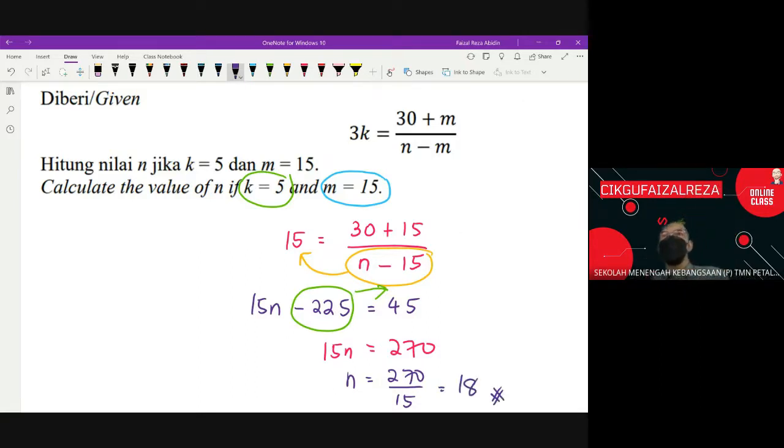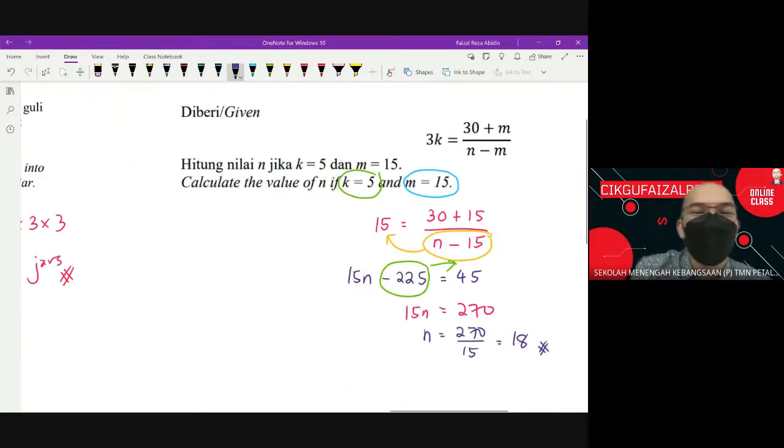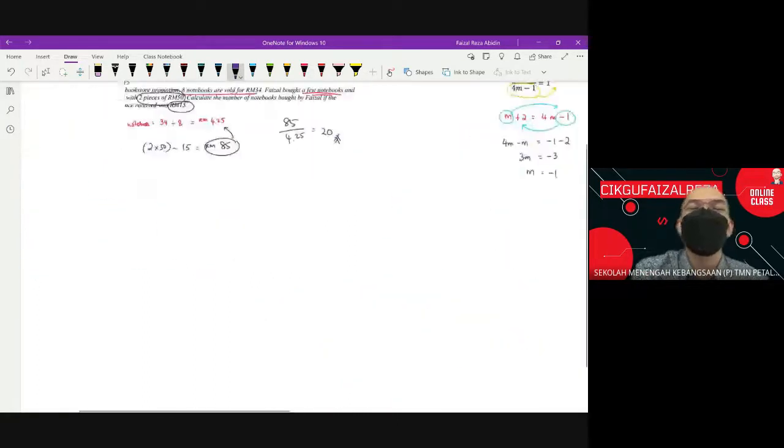I did something else. The answer is the same, but the method you're using is different. Okay, good. Any question? No question. So easy, no question. If hard, also no question, isn't it?